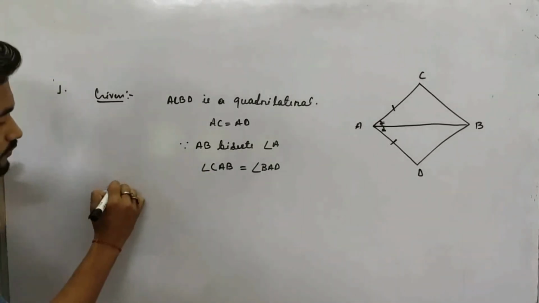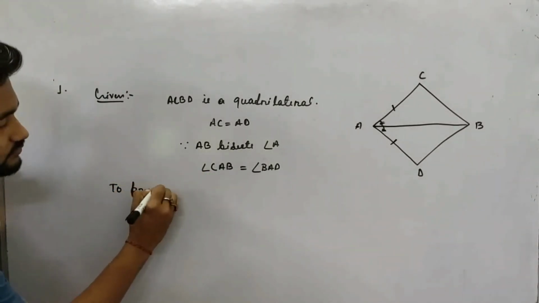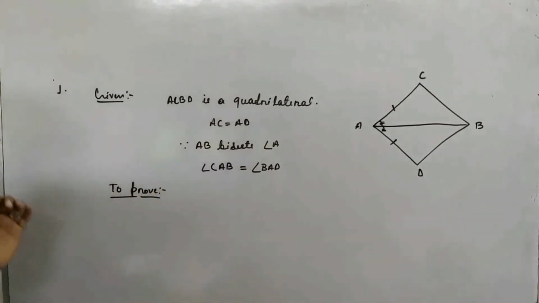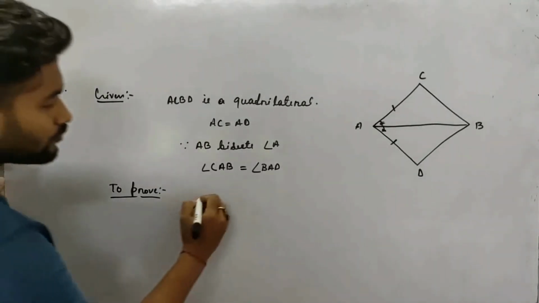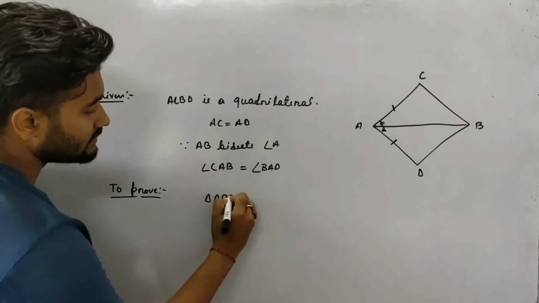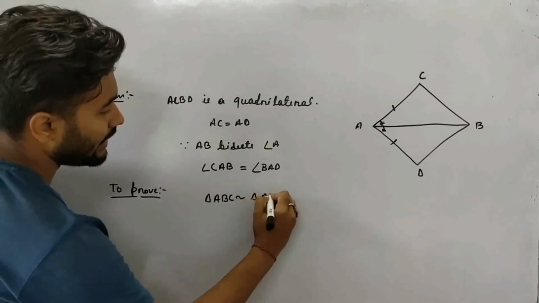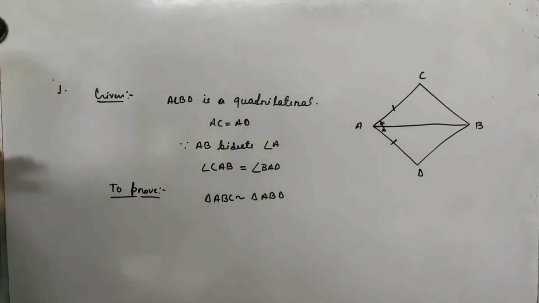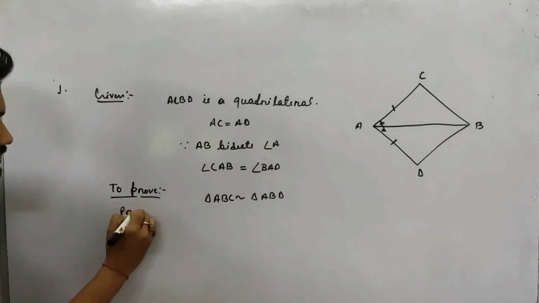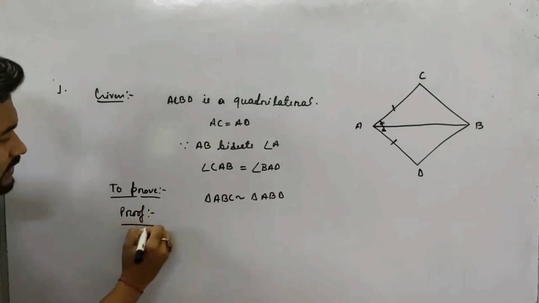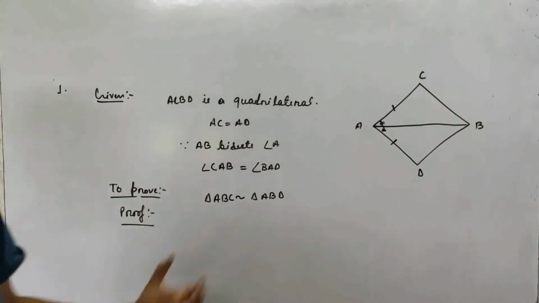Now what we have to prove? To prove triangle ABC congruent to triangle ABD. And one more thing it is said, what can you say about the side BC and BD? At last we will say, okay. So this is a very simple question, very simple.